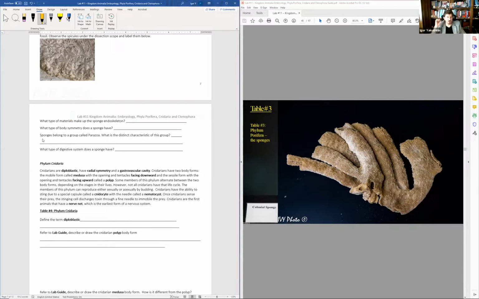No true tissues. The cells within a tissue can exchange fairly easily. What type of digestive system do sponges have? It does not have a digestive system. It has something which is known as intracellular digestion. They don't have a cavity where the digestion occurs.